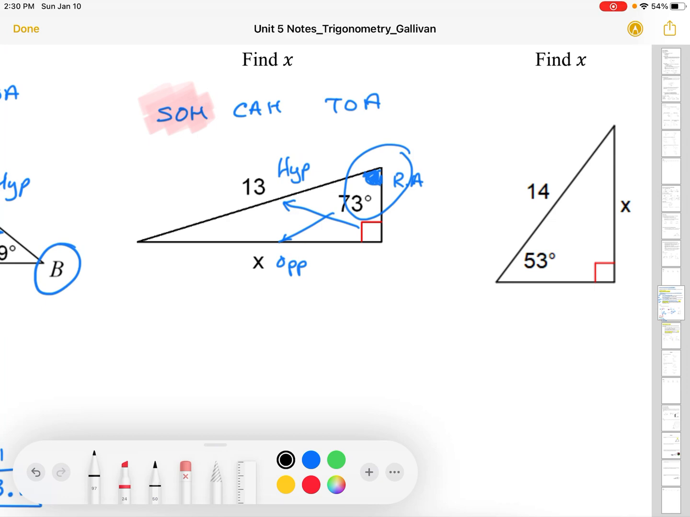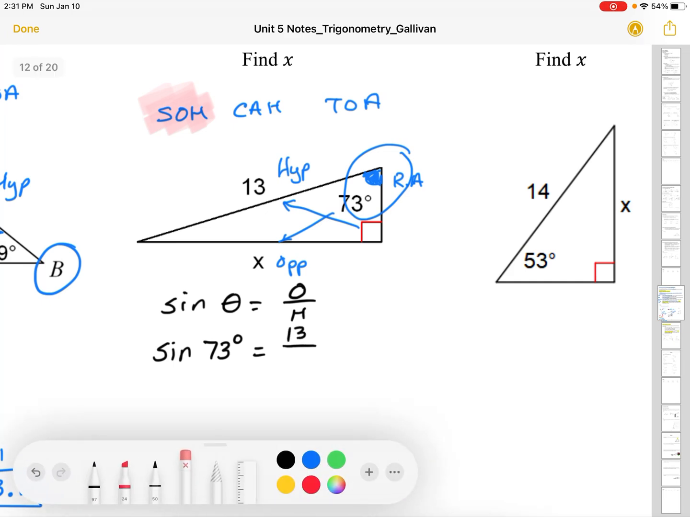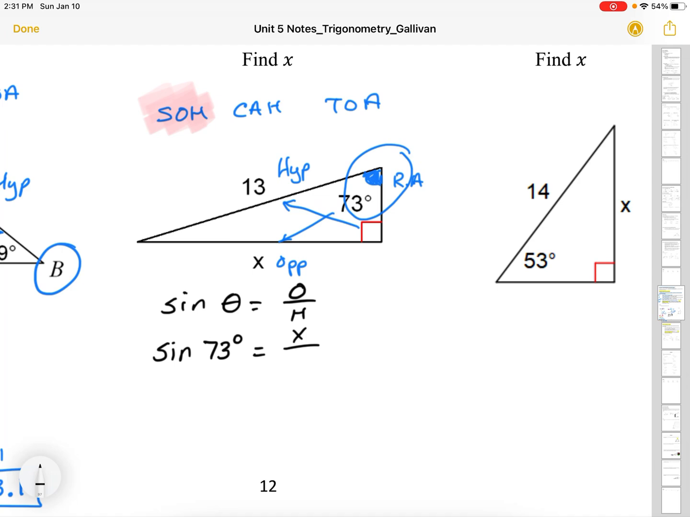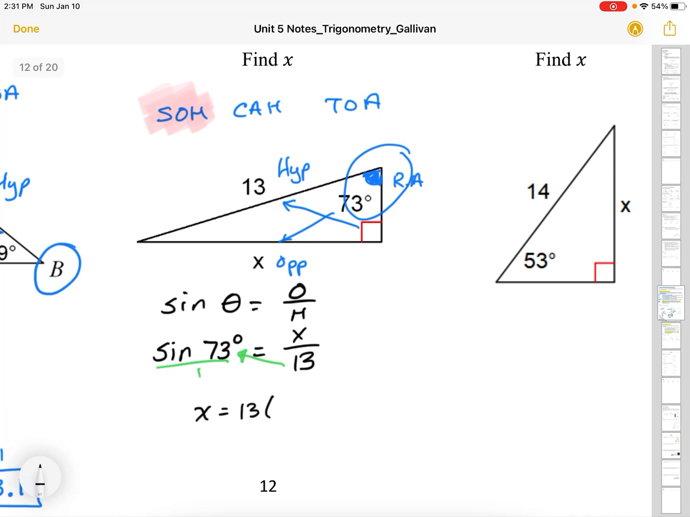Okay, so sine of theta is equal to opposite over hypotenuse. We know our theta is 73 degrees. Our opposite is 13. Oh, no, it is not. That's our hypotenuse. Mrs. Finley's making all sorts of mistakes today. Our opposite is x, and our hypotenuse is 13. And then we're going to cross multiply to solve, because this is like it's over a little imaginary 1. So we get x is equal to 13 times sine of 73 degrees.